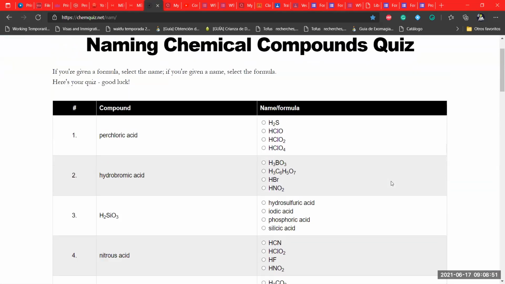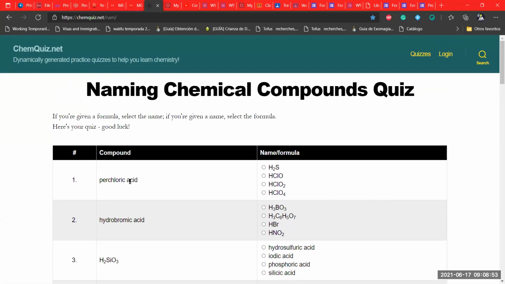Okay, the first one says perchloric acid. Because it ends in ick, I ate something icky. Okay, so it means that my anion will be perchlorate. Okay, and perchlorate is this ion. So the formula for this name is going to be HClO4.